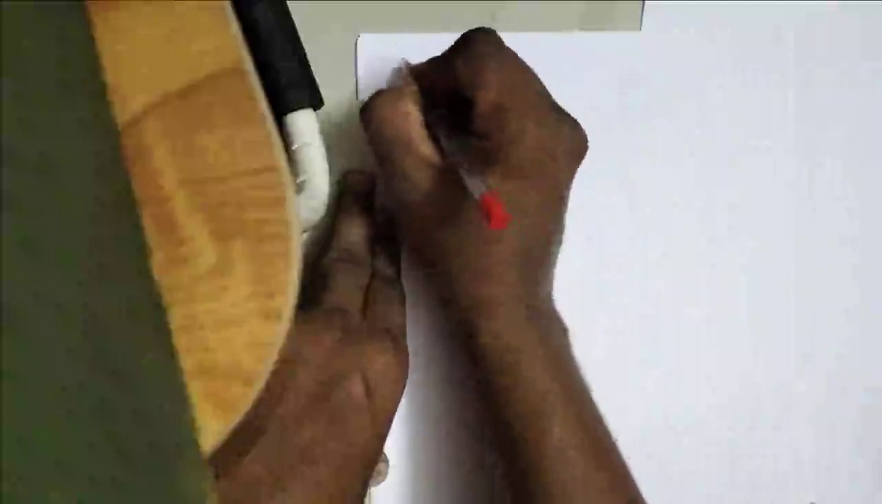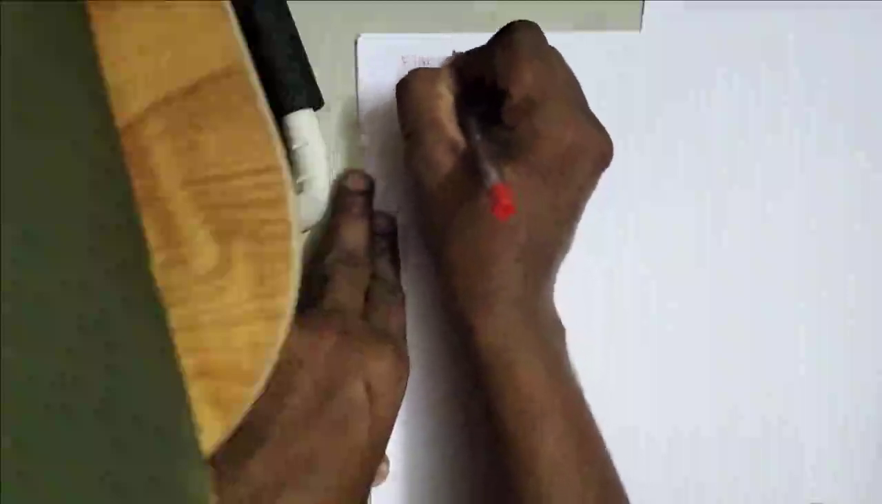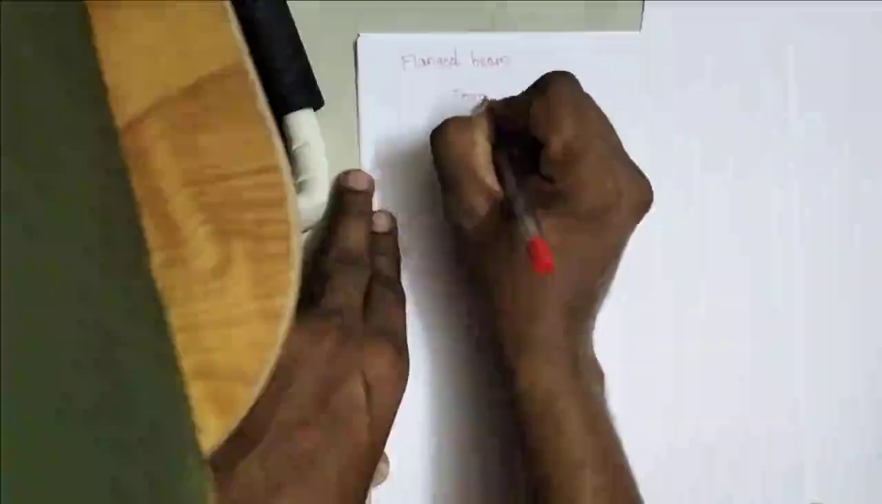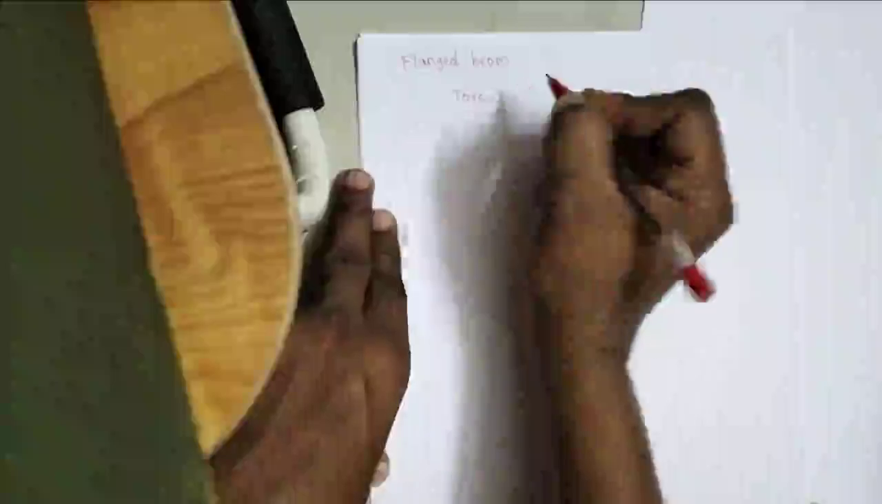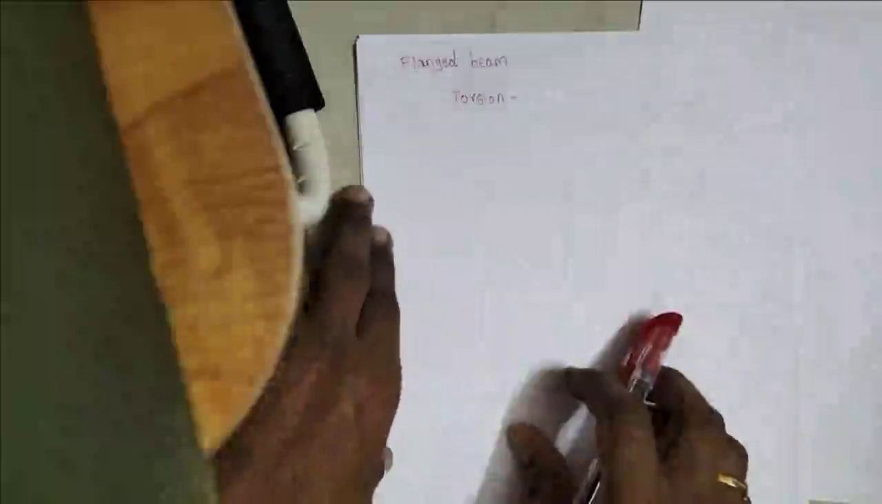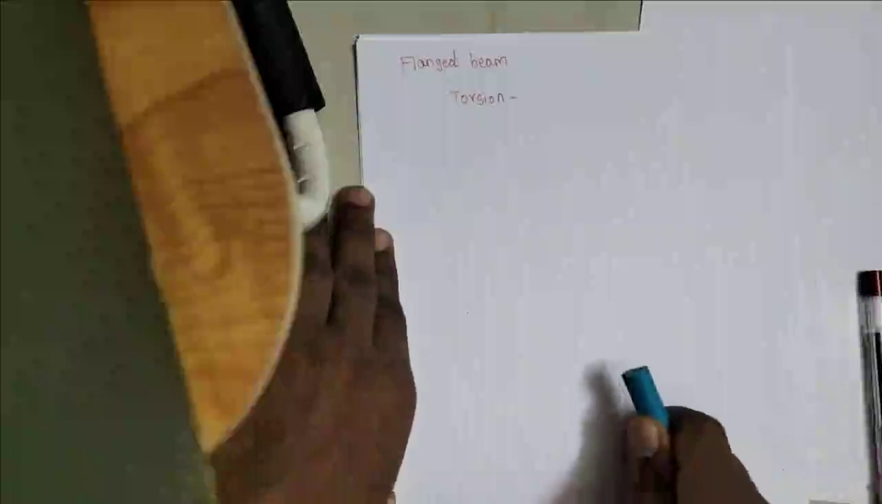Dear students, in today's class we are going to see about the flanged beam. Before going to the flanged beam, we need to know a term called torsion. Generally in reinforced concrete structures, the beam will be subjected to only the bending moment and shear force. But torsion is a special case which will occur in our beam due to the flanged beam condition.